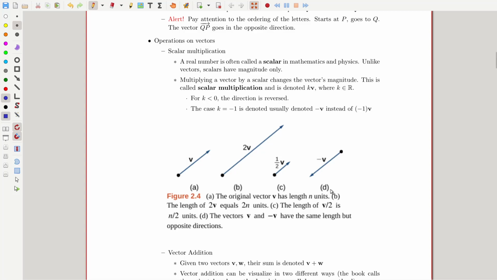And then in D, we multiply v by -1, which reverses the direction of v. You can see that the lengths are the same, but instead of going in the up right direction, we go in the down left direction. We've reversed the direction of our vector. Okay.